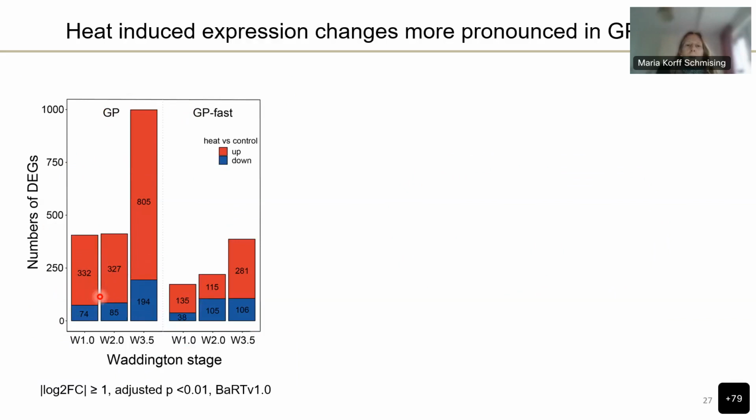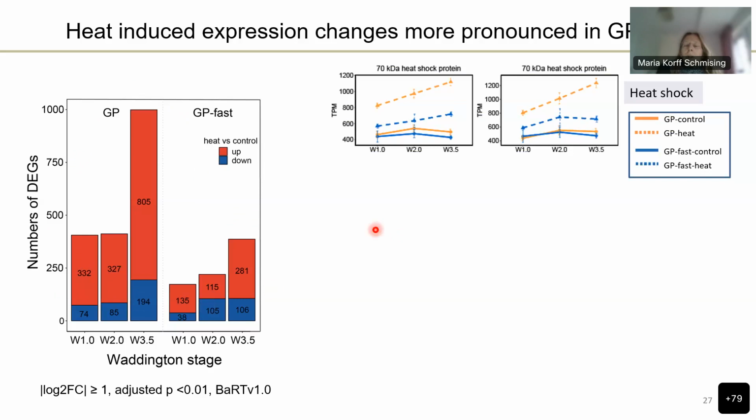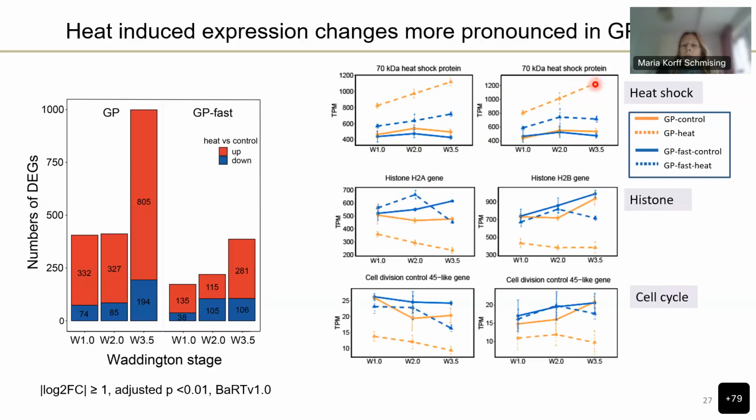And when we looked at these, so these were heat shock proteins. So again, here the dashed lines. So the yellow is Golden Promise, the blue is Golden Promise Fast, and the dashed line is the high ambient temperature condition. So we found a number of heat shock proteins, particularly upregulated in Golden Promise, but also quite a number of histone-related genes downregulated specifically in Golden Promise under high ambient temperature conditions, and many genes involved in cell cycle regulation. And so these are genes that were generally regulated by temperature, not necessarily involved in development.